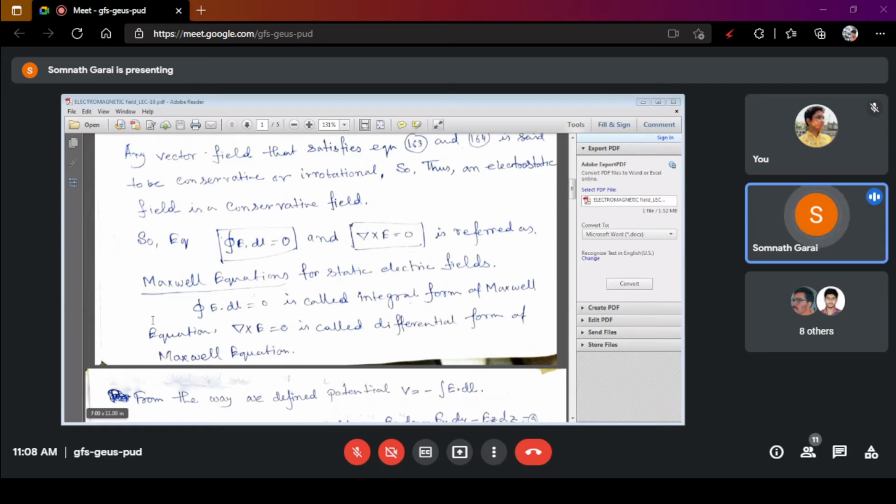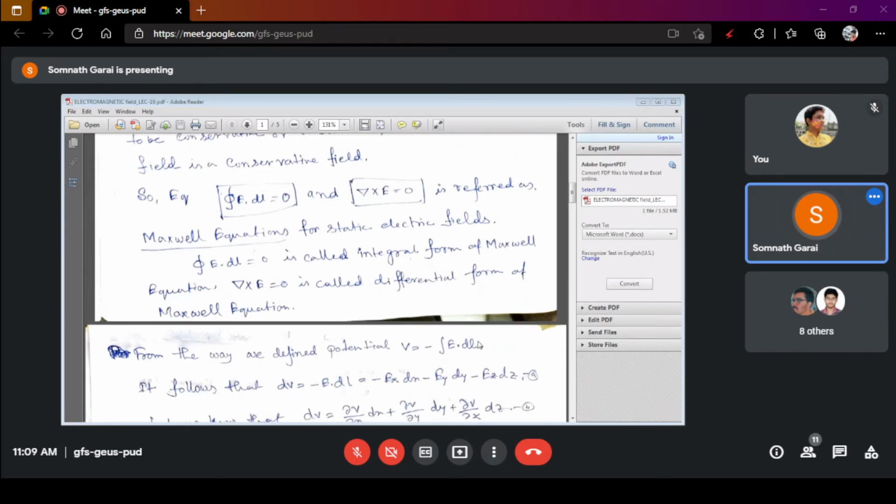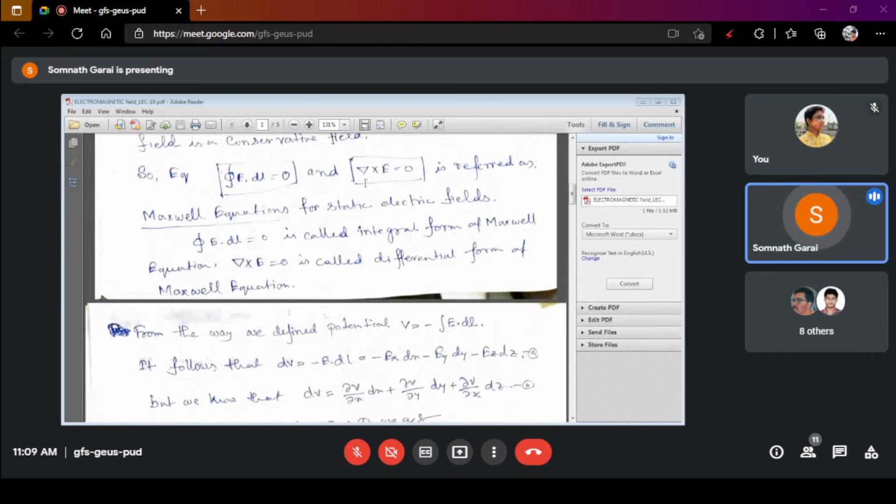So the first equation, the closed integral of E dot dl equal to 0, is called the integral form of Maxwell equation, and del cross E equal to 0 is called the differential form of the Maxwell equation. So you have to remember these two equations very carefully.